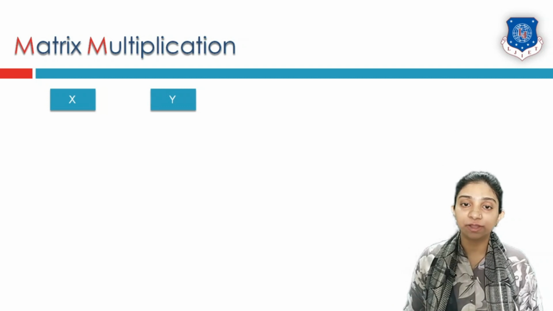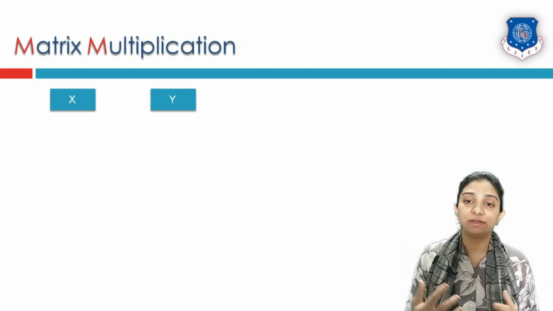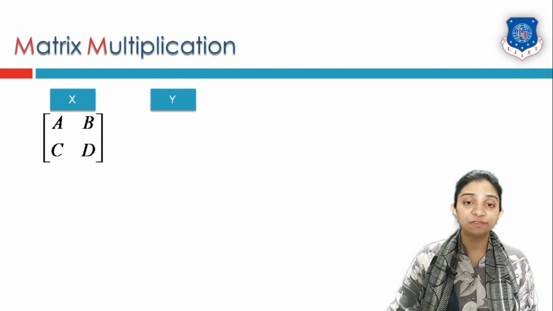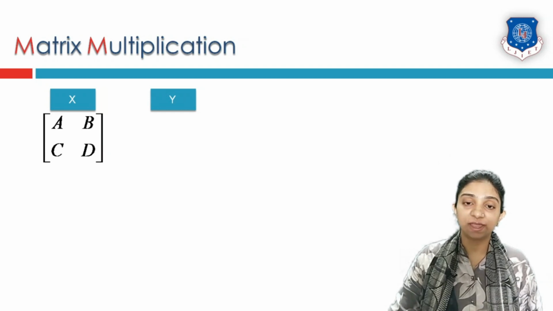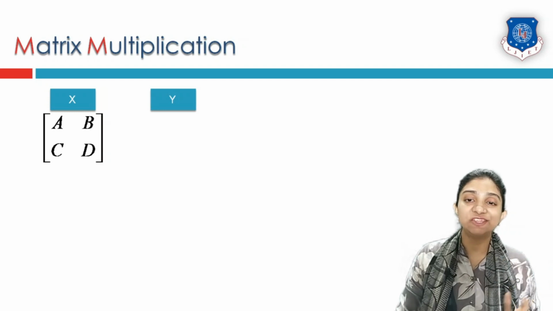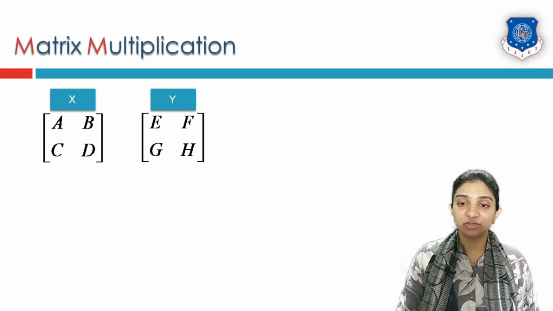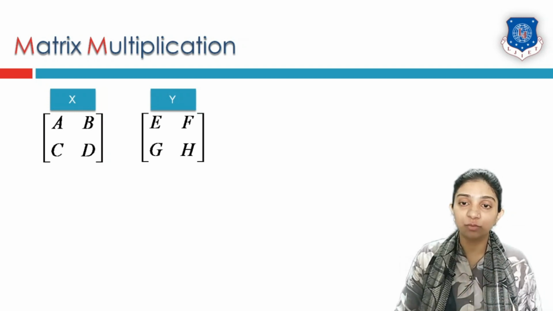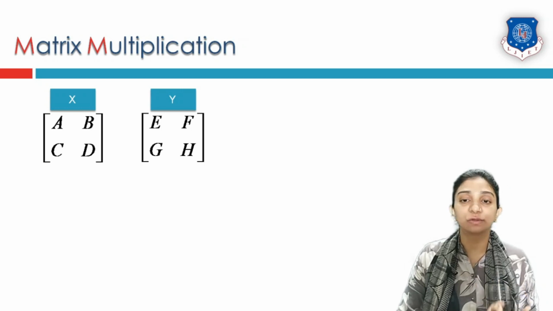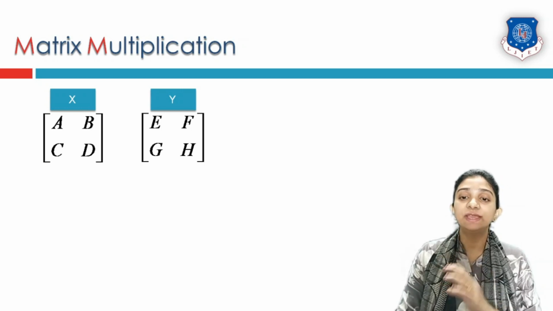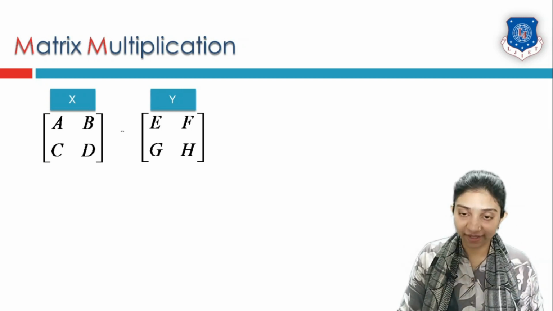Consider there are two matrices, matrix X and matrix Y. Now X matrix is of size 2 cross 2. There are four components in that, A, B, C and D. And in Y matrix, there are also four components because it is also a 2 cross 2 matrix, having elements E, F, G and H.